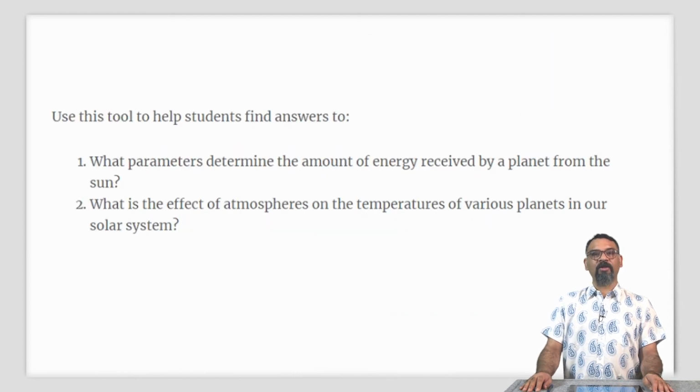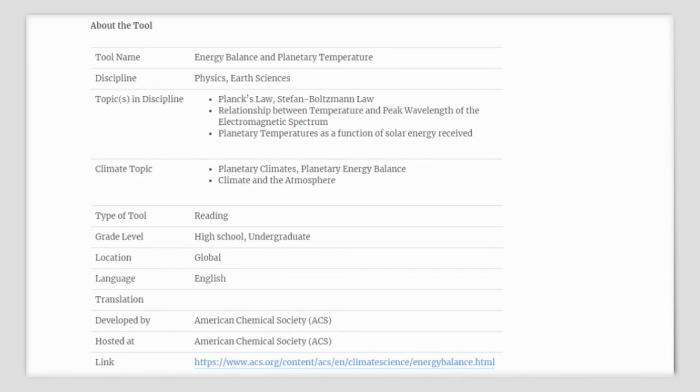Using this tool, your students can answer questions such as, what parameters determine the amount of energy received by a planet from the Sun? What is the effect of atmospheres on the temperatures of various planets in our solar system? Some information about the tool is provided in this slide. This tool has been developed by the American Chemical Society at the link that is shown here.